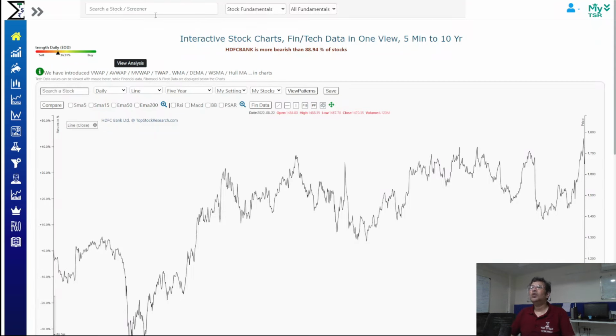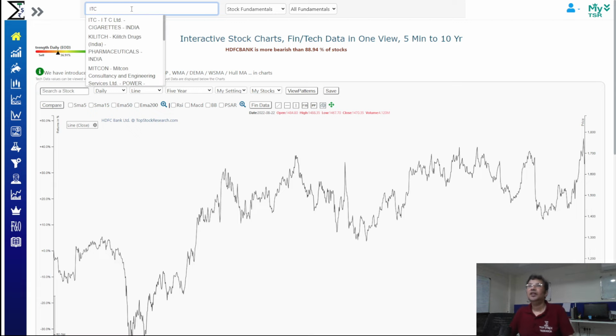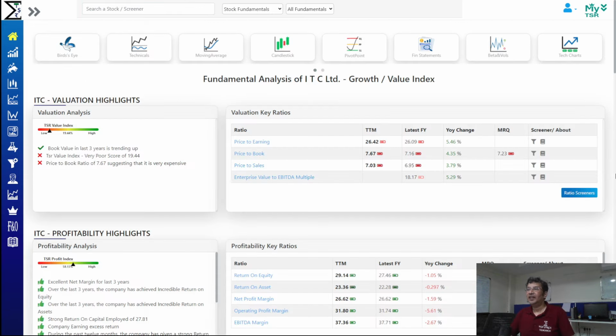For example, if we look at a stock, let's say ITC as we speak. You'll see that the PE ratio is 26, which is generally considered expensive. Price to book is expensive, that's why it's marked red here. And price to sales is also expensive. So how does this software mark something as expensive or not? Basically, there are certain criteria.